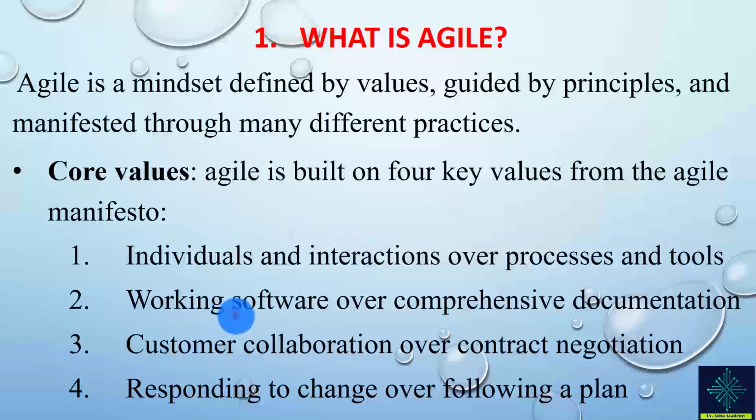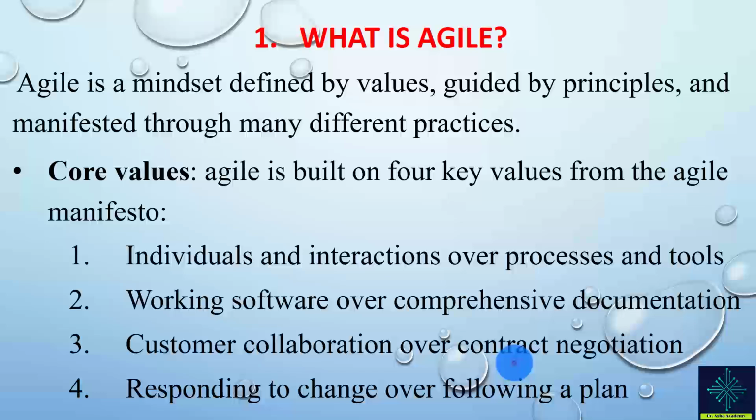Then number 2 is working software over comprehensive documentation. So instead of having a big set of documents and getting these documents updated every now and then, we have to care about the working software rather than a lot of documentation. This doesn't mean that we don't have documentation, but the level of documentation is not that big, it's not comprehensive, so more emphasis is given to the working components of the software.